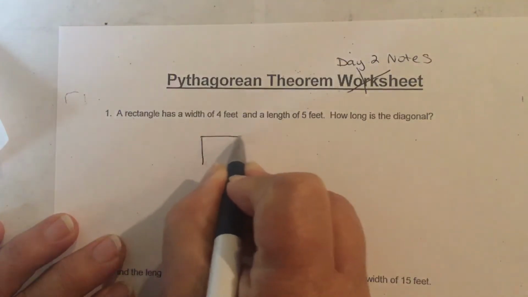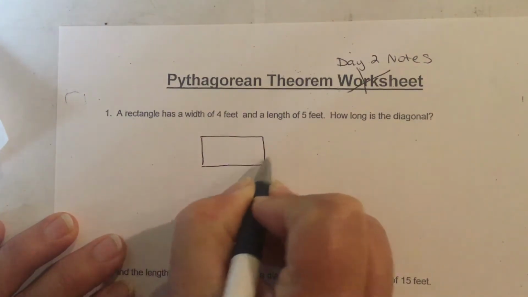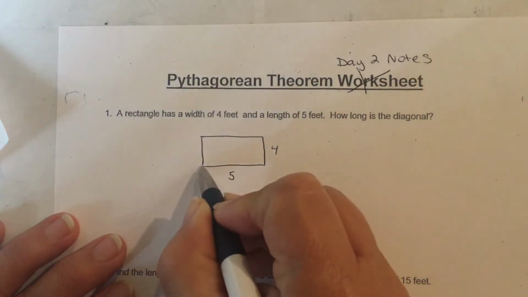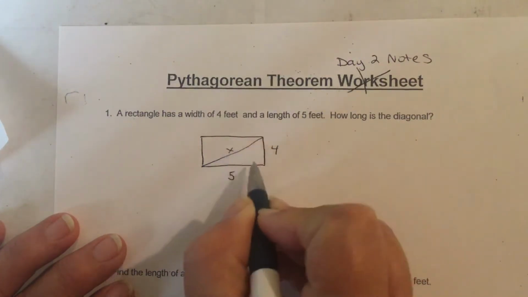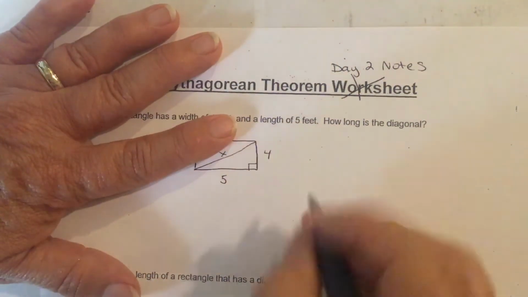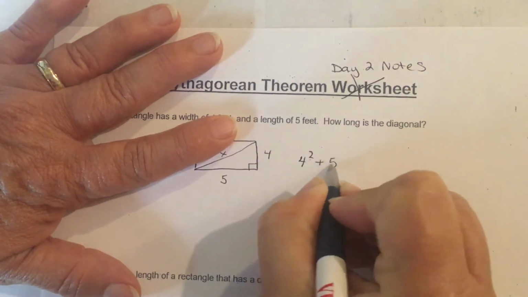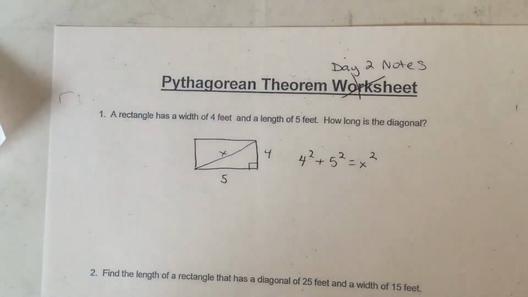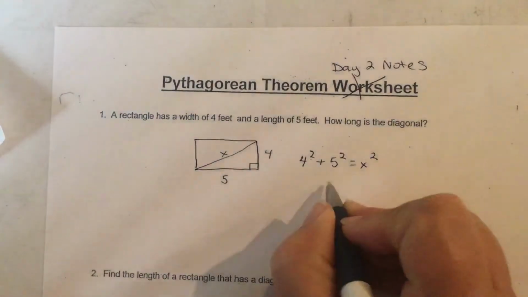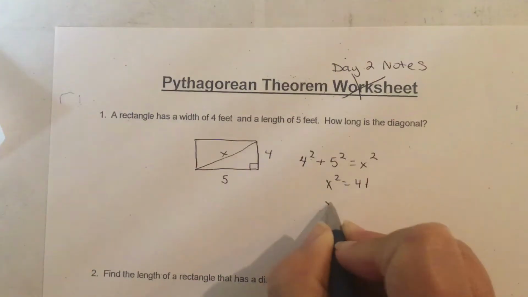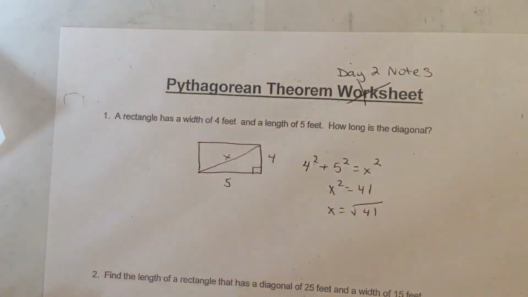So the first thing you want to do is draw that. Put in the width of 4 feet and the length of 5 feet. And it wants to know how long the diagonal is. Notice this is a right angle, so you have a right triangle, and you're looking for the hypotenuse. So 4 squared plus 5 squared equals x squared. Putting this into the calculator, you can either put in 4 squared plus 5 squared or 16 plus 25, and you get 41. So to figure out how long the diagonal is, you take the square root of 41.